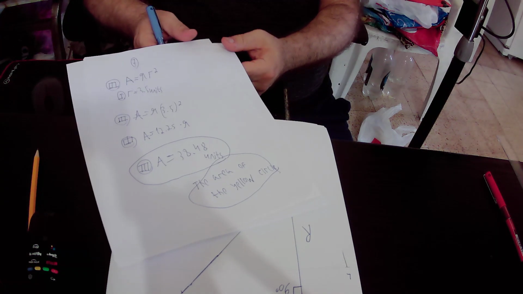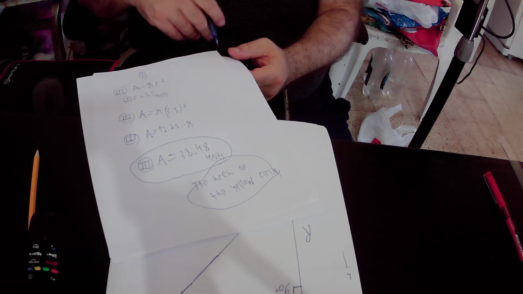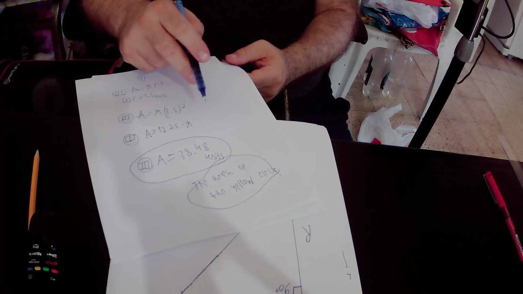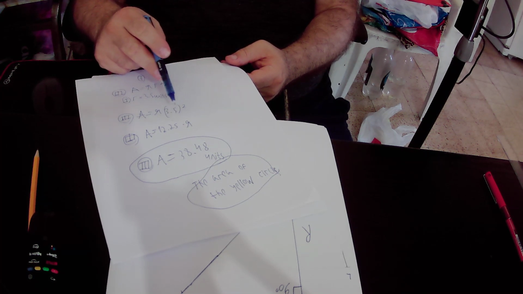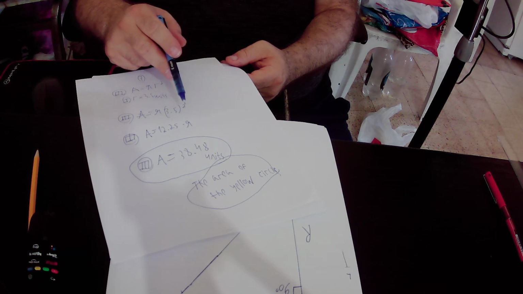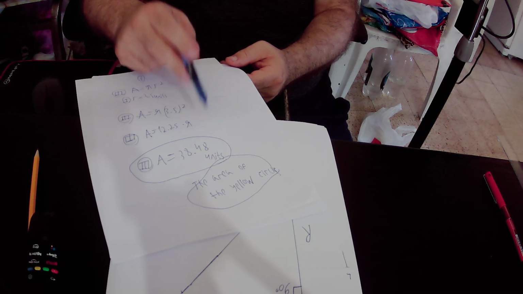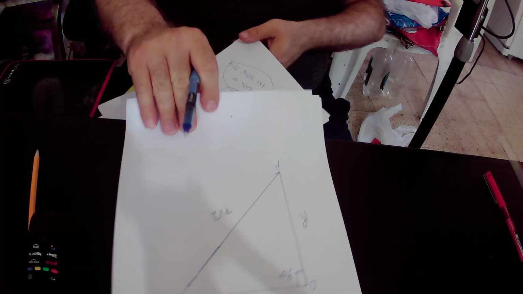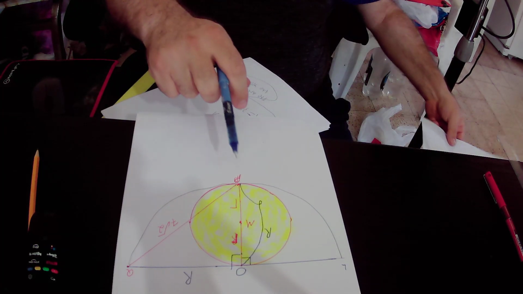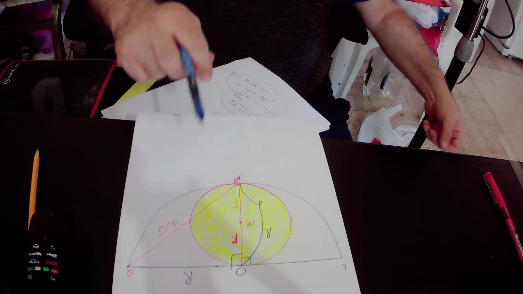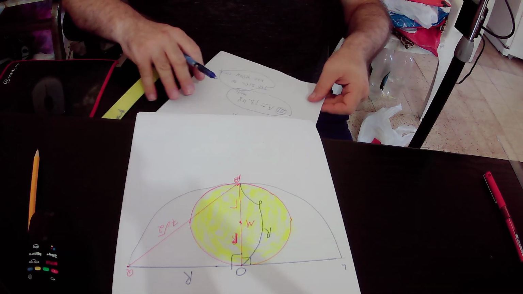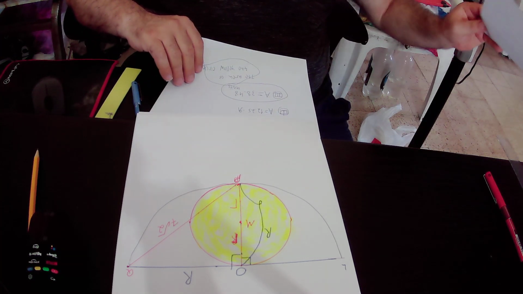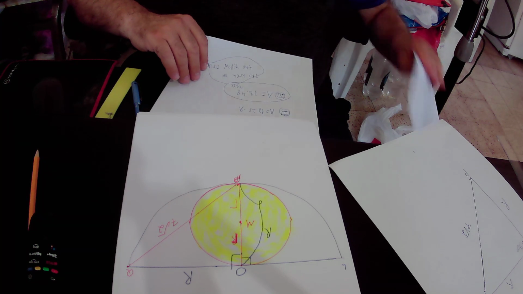So the area of the yellow circle equals 38.48 units, because pi times 12.25 equals 38.48 units. Okay, so now I will summarize the lecture.